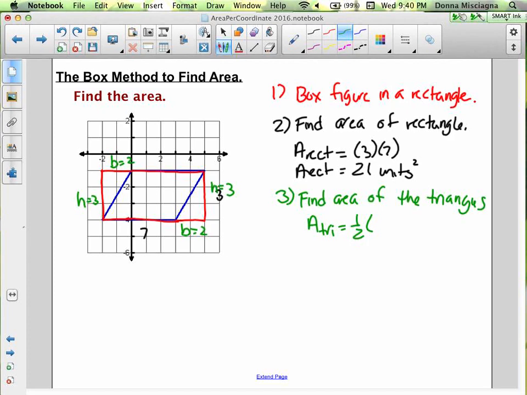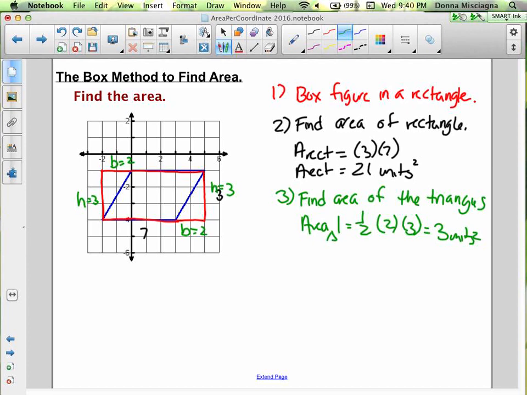Let me draw a picture of the triangle instead. The area of triangle 1 is going to be equal to 1/2, base is 2, height is 3. That's just going to be 3 units squared, because 1/2 of 2 is just 1. Multiply that by 3, you've got 3 units squared.